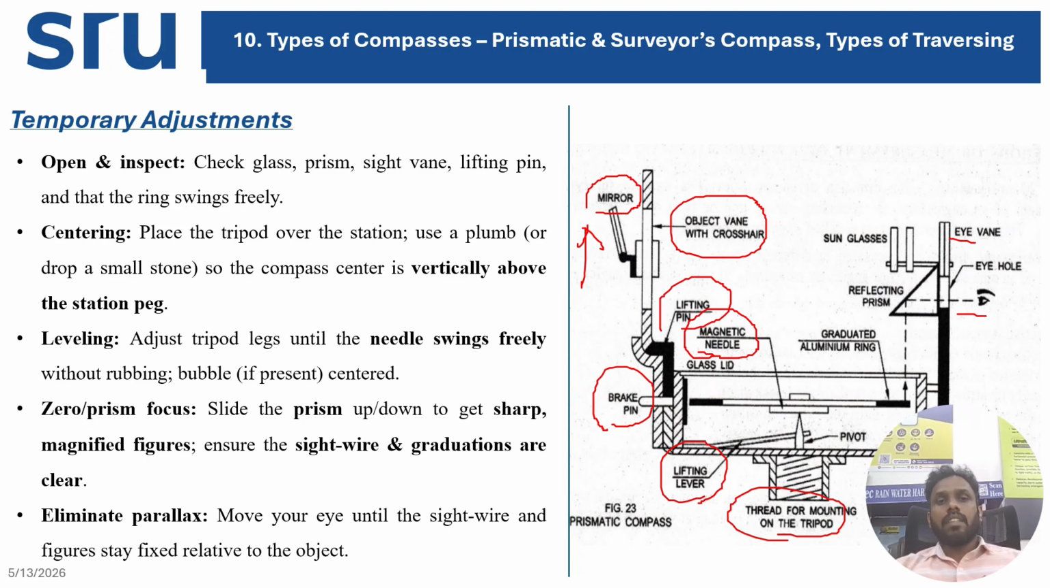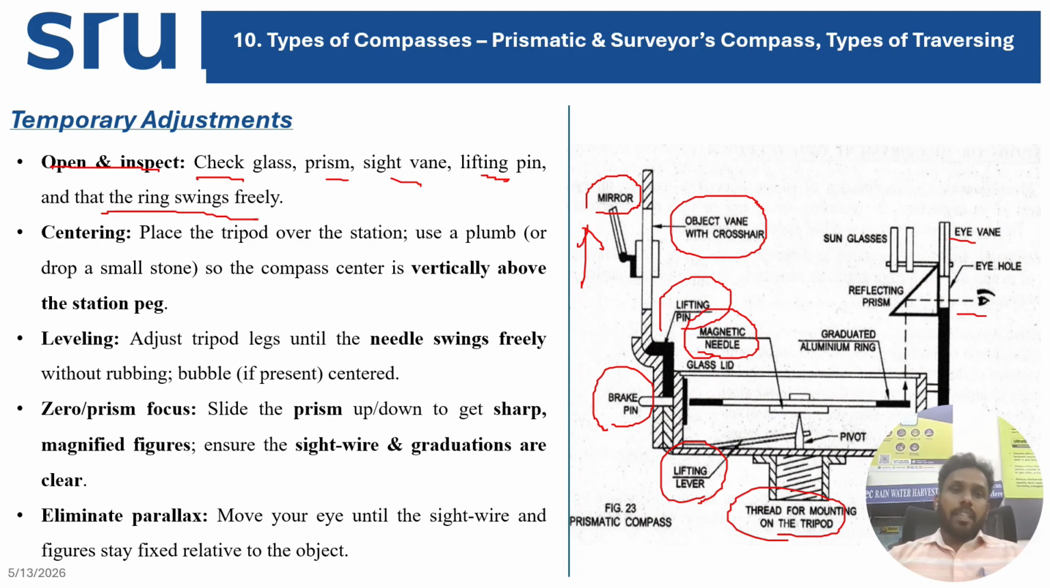So open and inspect. First you have to open your compass cover and check whether the glass, prism, sight line, lifting pin, and the ring swing freely. So you have to check whether the glass is broken or whether the prism is broken, your sighting vane is working properly, and the lifting pin is lifting and holding your pivot, your magnet needle, in position, and that the ring swings freely.